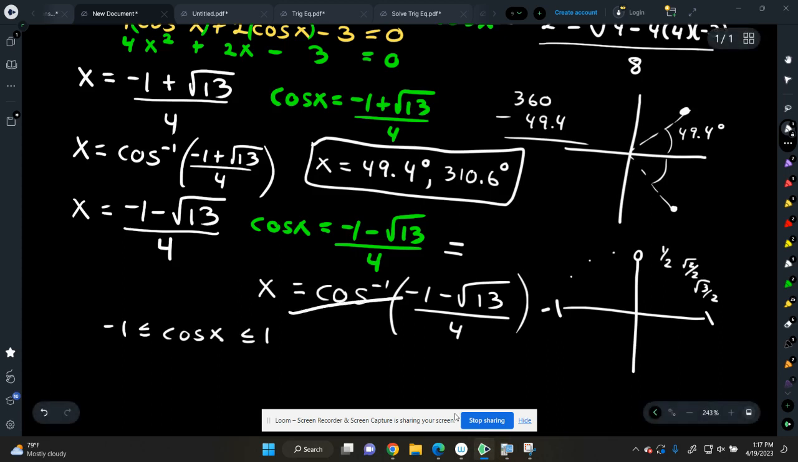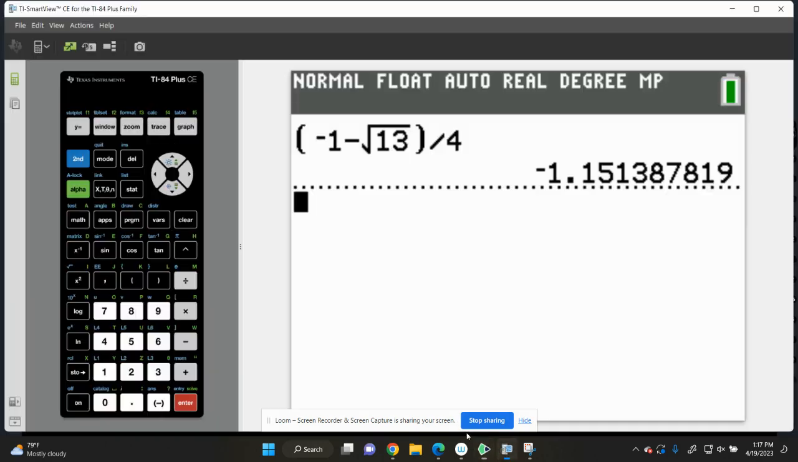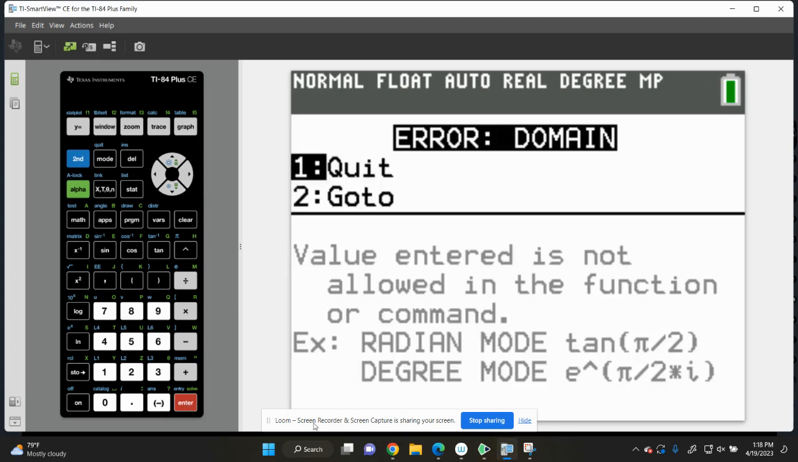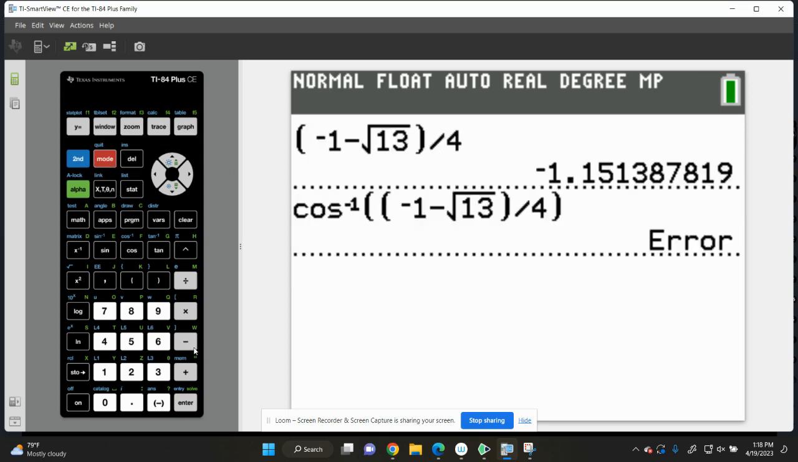So this has no angles that work. When that happens, we get that domain error, telling us there's an error in the domain, which means our x values aren't making sense to it. Okay, that's why we got that error there. You cannot do that.